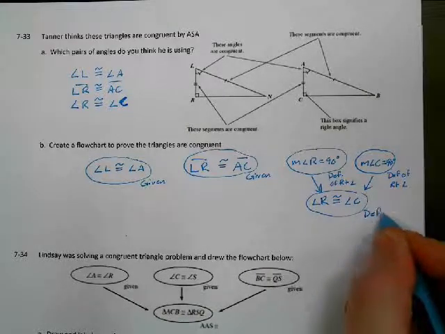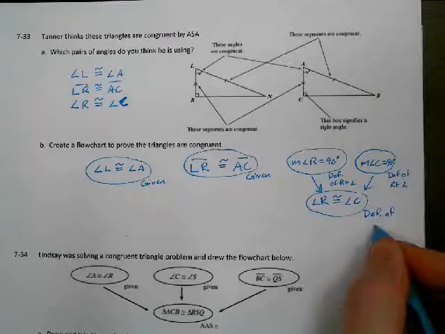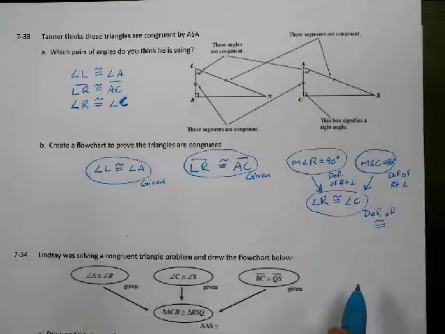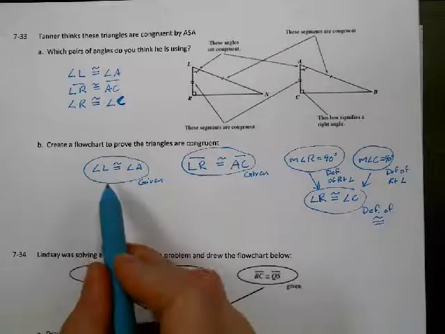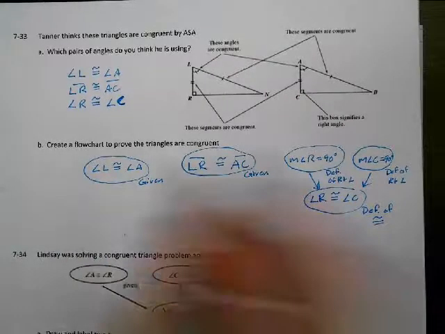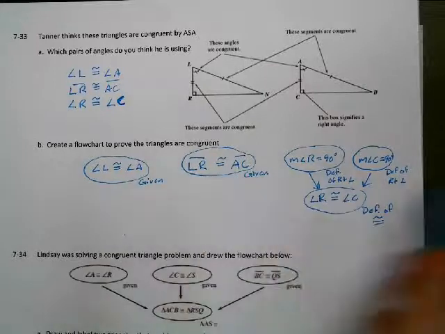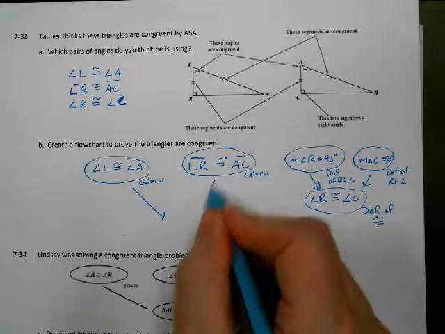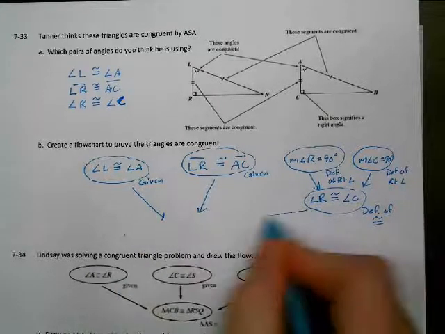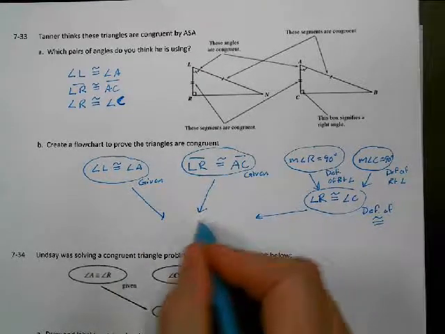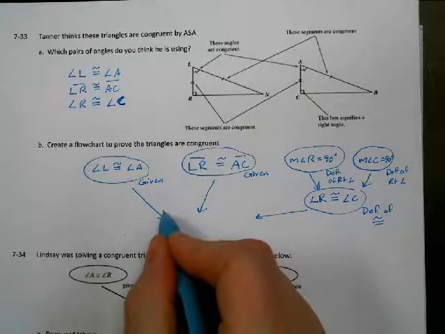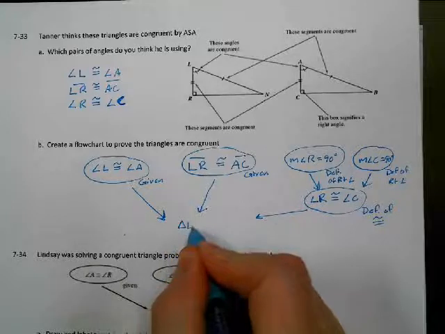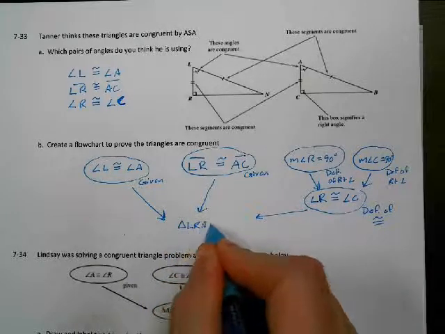I really should have planned out how I'm writing this a little bit better. So what do I have so far? I've got an angle, I've got a side, and now I've got an angle. So I'm going to use this, this, and this, and these three together should be able to say that those two triangles are congruent. I'm going to say that triangle LRN is congruent to triangle ACB.